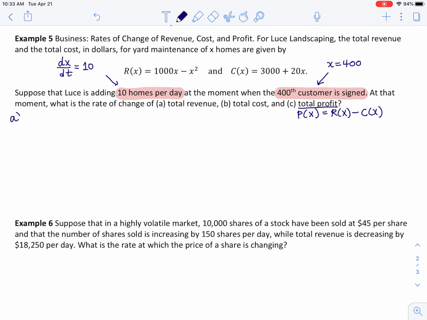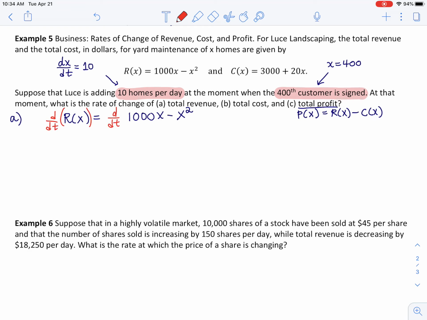So you know what? We're doing a related rates problem for actually 3 different equations here. Let's go ahead and find the change of total revenue at that moment first, okay? So A, the revenue function is R of x equals 1,000x minus x squared, right?